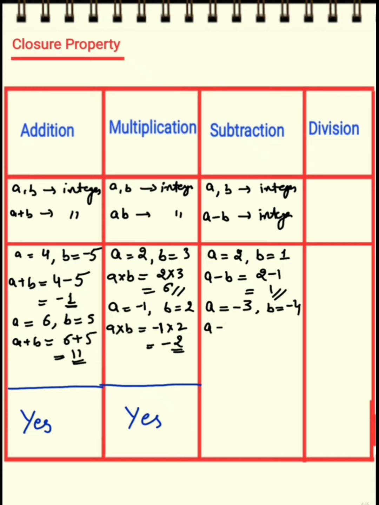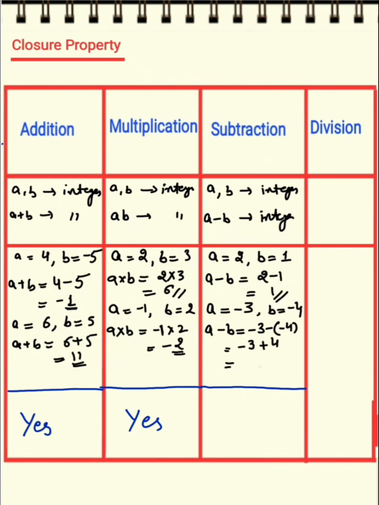Similarly, I'll take a equal to -3 and b is equal to -4. Then a minus b is equal to -3 minus -4. Now subtract 3 from 4, we get 1, and which sign will come? Plus sign, because 4 is greater than 3. So this is also an integer. So we can say that integers are closed under subtraction. So we can write here yes, they are closed under subtraction.